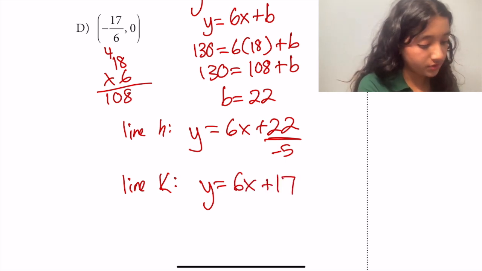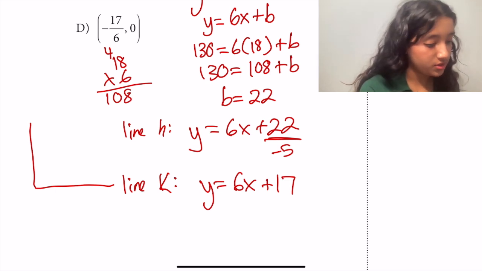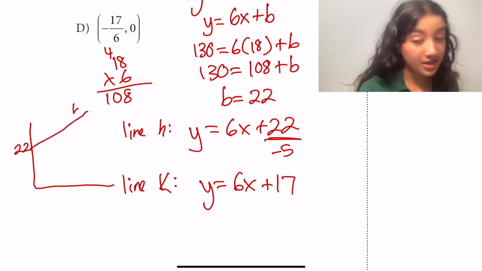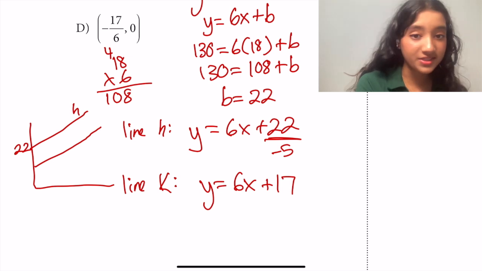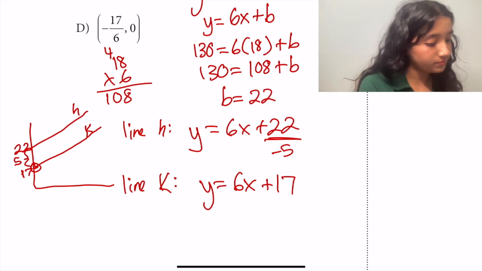And if you don't really understand that, you can always graph these, or at least have a rough version of the graph. Because if we had line H right here with a y-intercept of 22, and we wanted to shift it down 5 units, we'd have the same slope because they're parallel. And then this distance right here is 5. So then 22 minus 5 is 17 for the y-intercept right there.